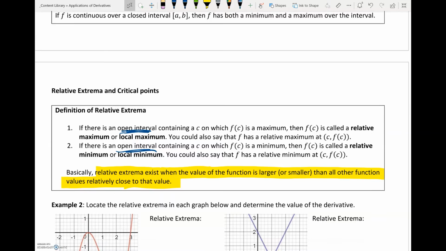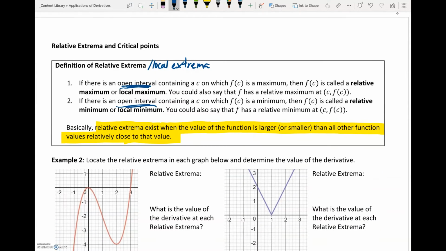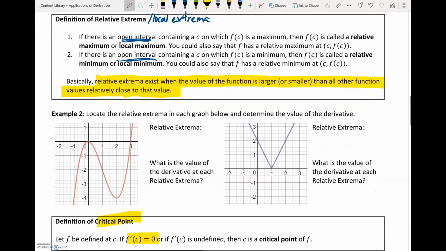So we just talked about absolute extrema. There's also relative extrema. You could also call this local extrema as well. These extrema usually occur when there's an open interval, and it's not the absolute max or the absolute min, but it looks like it's a max or a min relative to some interval. So relative extrema exist when the value of the function is larger or smaller than all other values relatively close to that value. Let's take a look at example 2 to see what that actually looks like.